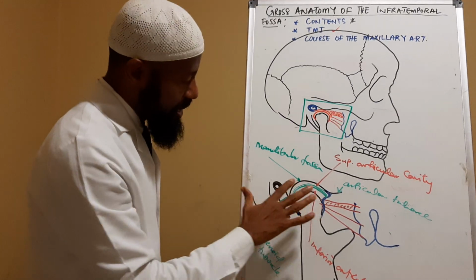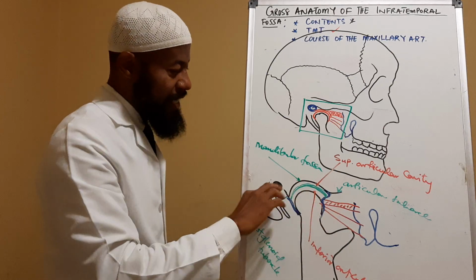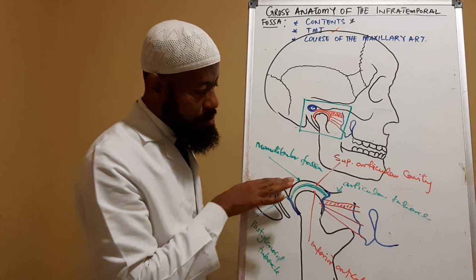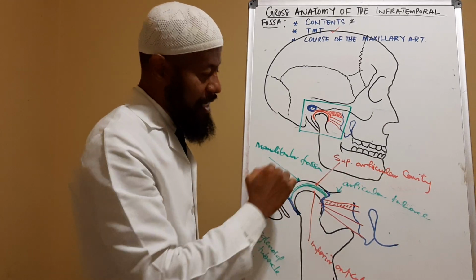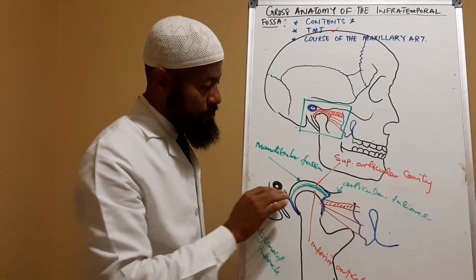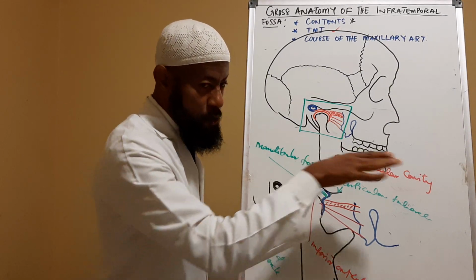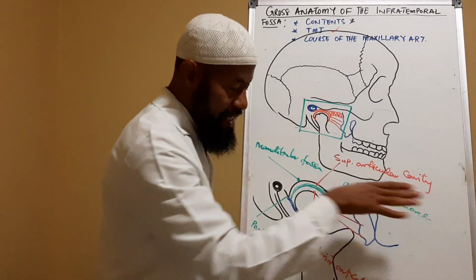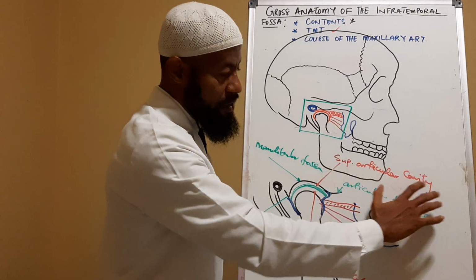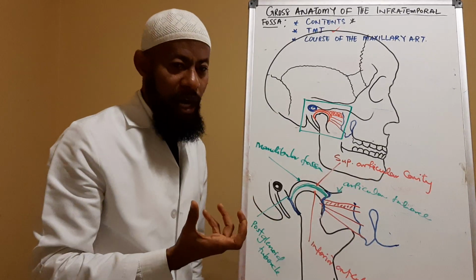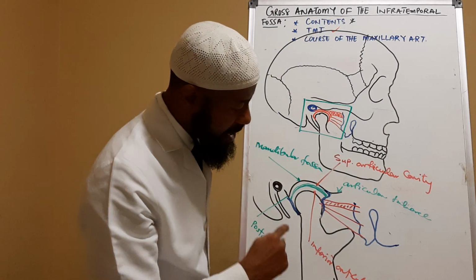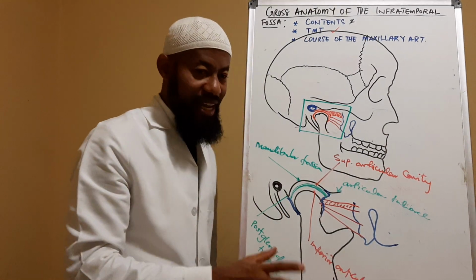Now in terms of gliding and rotational movement, the superior cavity moves. There's a translational sliding movement that is taken care of by the superior articular cavity. Now what about the hinge movement? It is taken care of by the inferior articular cavity.